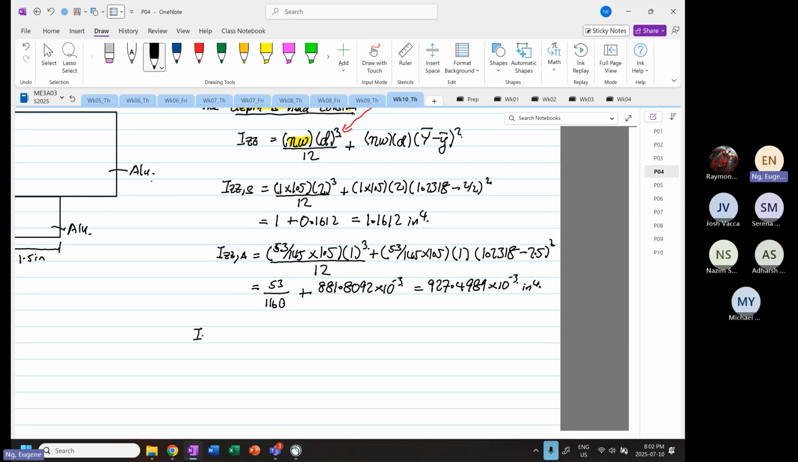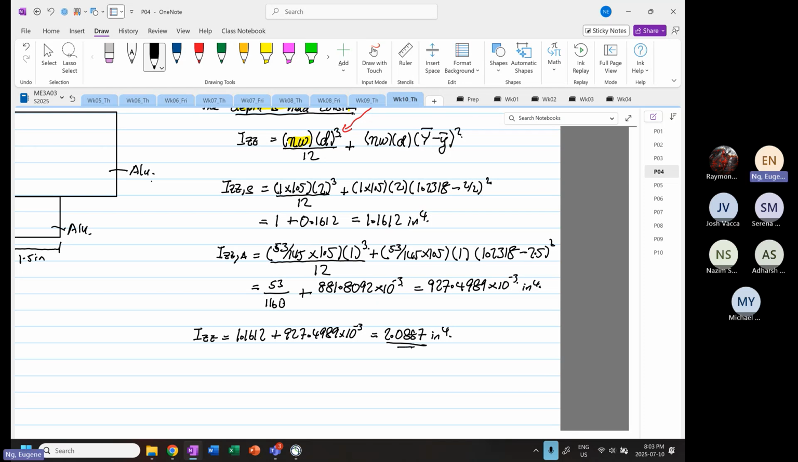So our IZZ will be equal to 1.1612 plus 927.4989 times 10 to the power minus 3. So this is equal to 1.1612 plus 927.4. So it's equal to 2.0887. Okay, and this is inches to the power 4. Let me do it again. 2.087. Okay, so this is our IZZ.